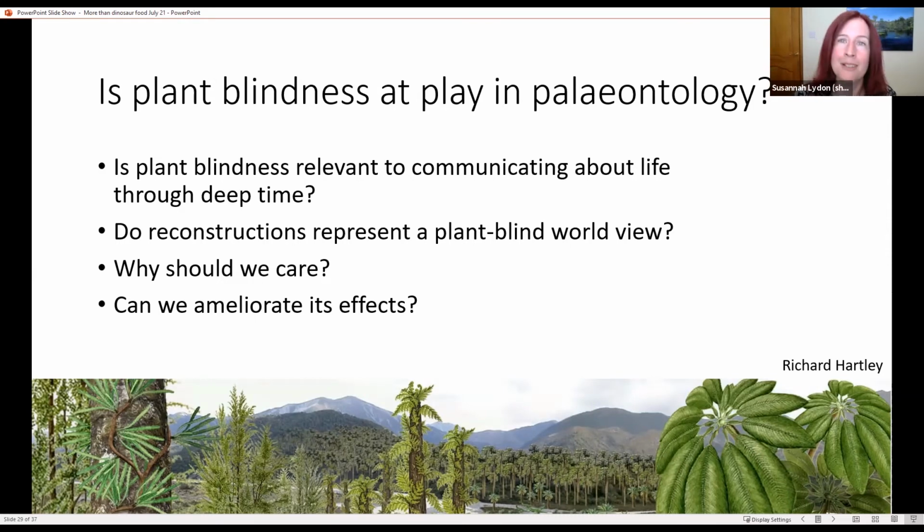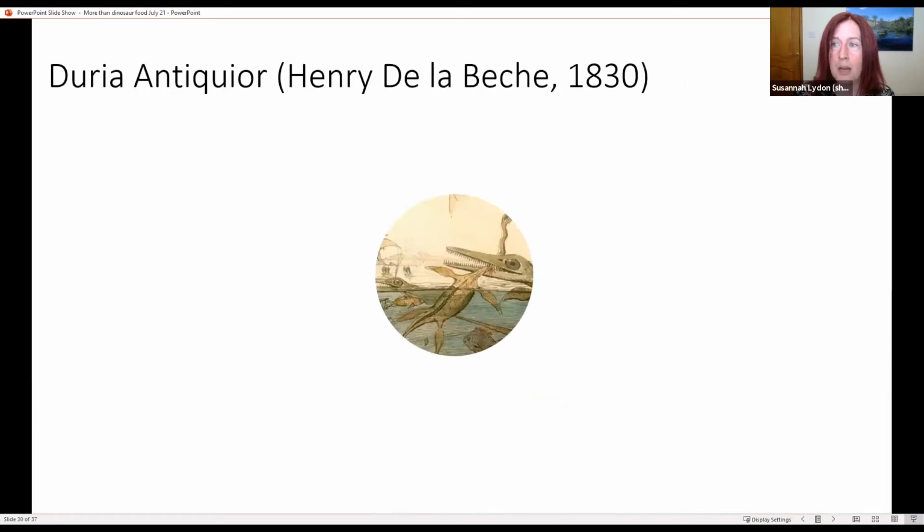whether plant blindness actually affects paleontology. I think we should. Let's look at it a little bit. So here's a relevant picture to the Lyme Regis Fossil Festival. This is the famous Duria Antiquior, that famous first paleo reconstruction by Henry de la Beche back in 1830.